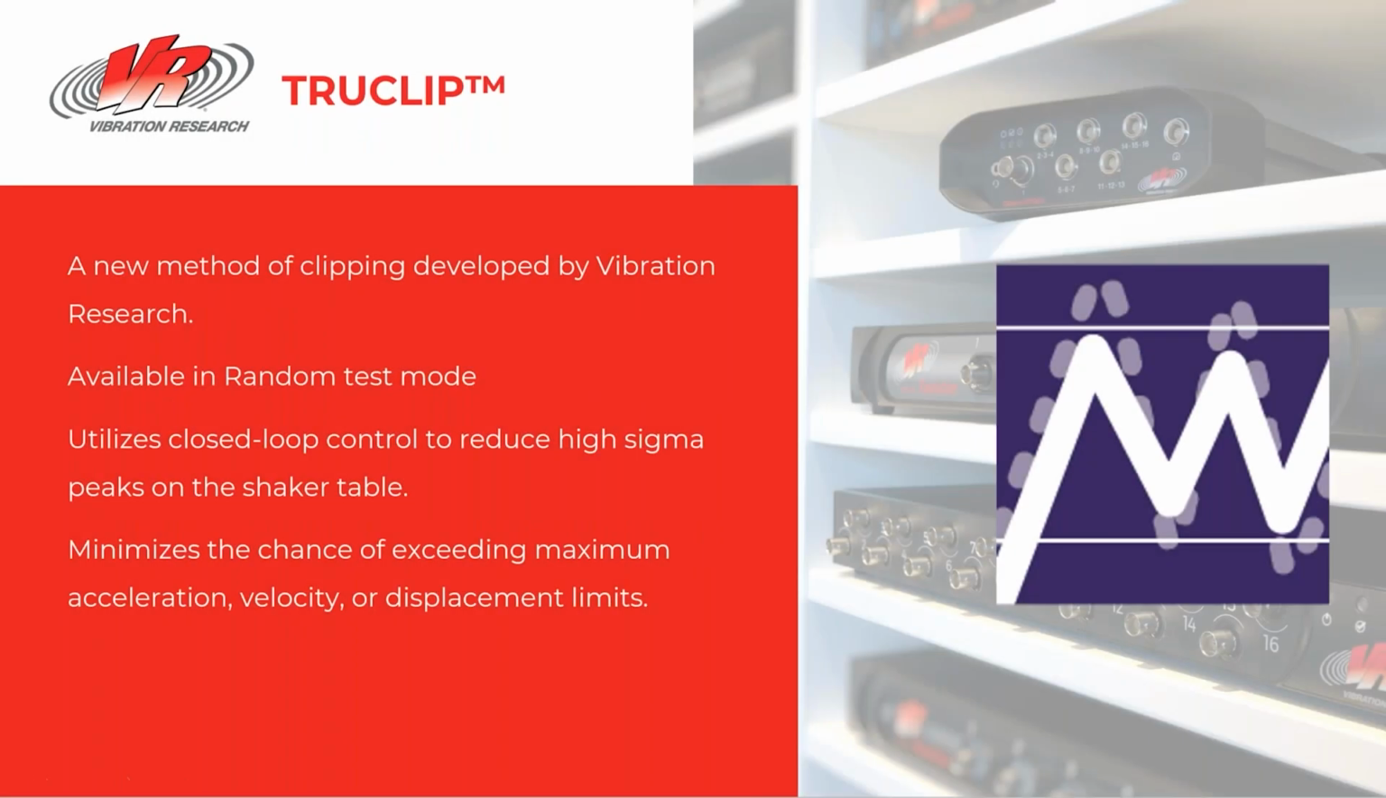This is a new innovation that Vibration Research developed for a new method of clipping called TruClip. It's available in the random test mode, and it utilizes closed loop control to reduce high sigma peaks on the shaker table. And we can minimize the chance of exceeding our maximum limits in acceleration, velocity, or displacement.